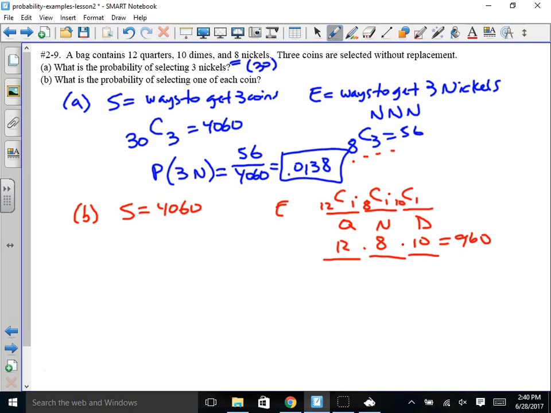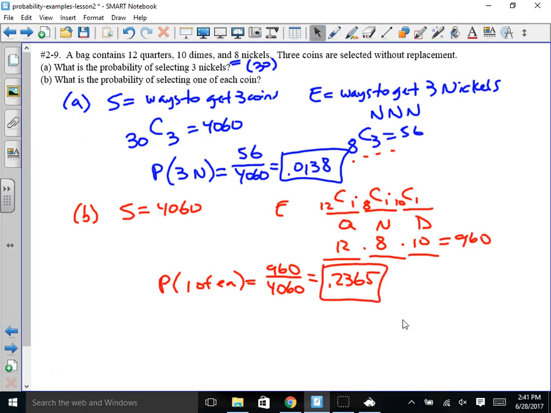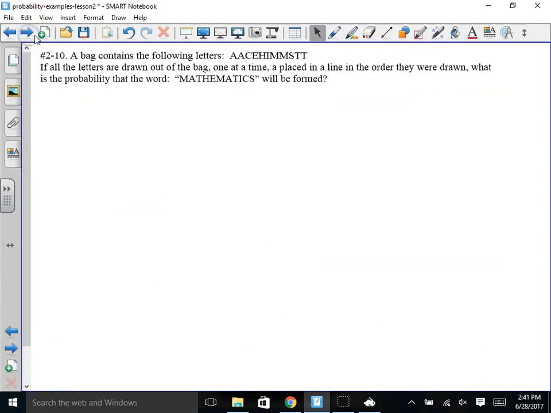And so the probability that we would get one of each would actually be 960 out of the 4,060. And that turns out to be 0.2365. So it's actually more likely that we would get one of each coin than that they would all be nickels. Okay, that's problem 9. Okay, so we can go ahead and go on to problem 10 now.